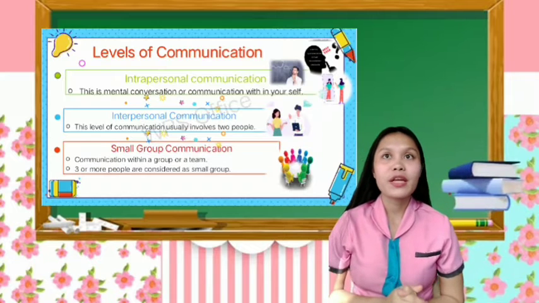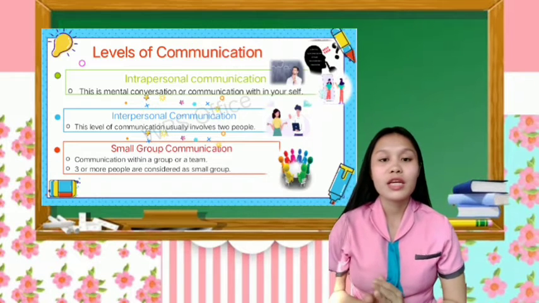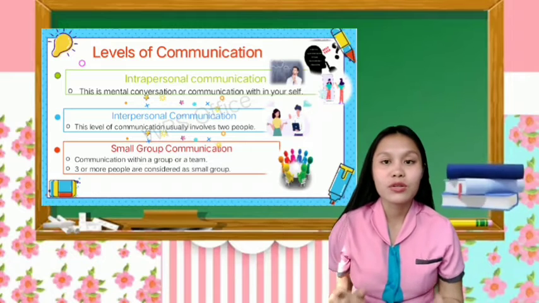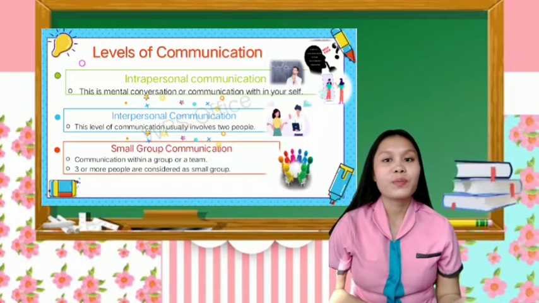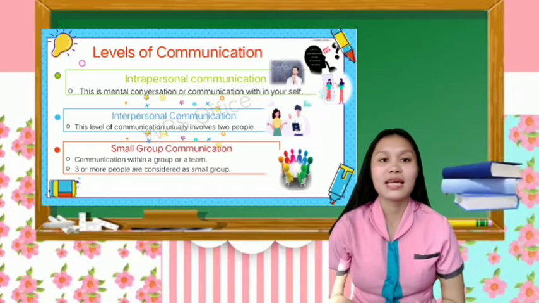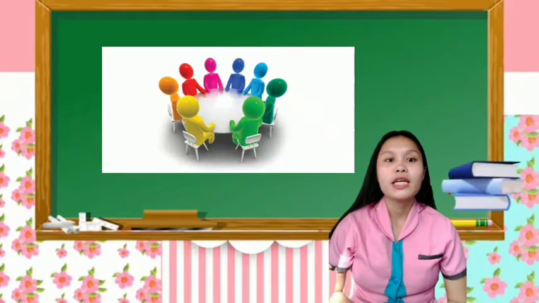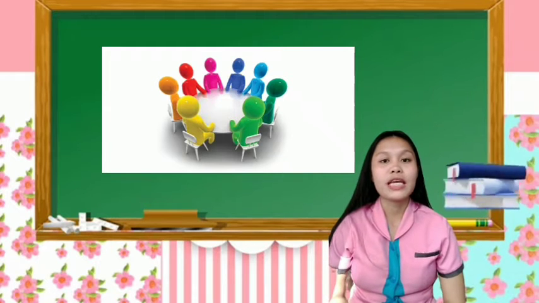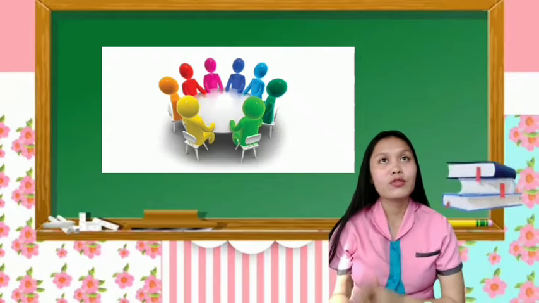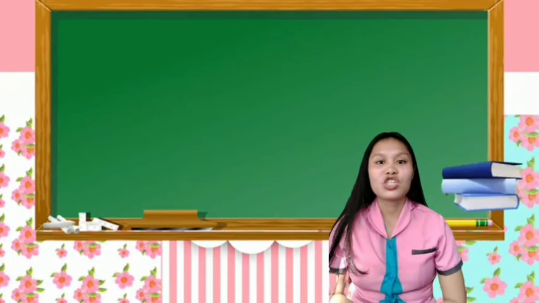Now, the third level of communication is called small group communication. Small group communication is any kind of communication within a group or a team. The key to small group communication is that everyone is participating in the discussion. This kind of communication is between three or more individuals who are interacting with one another. Examples of small group communication are a family dinner, hanging out with your friends, or a football team, a basketball team, such as that.